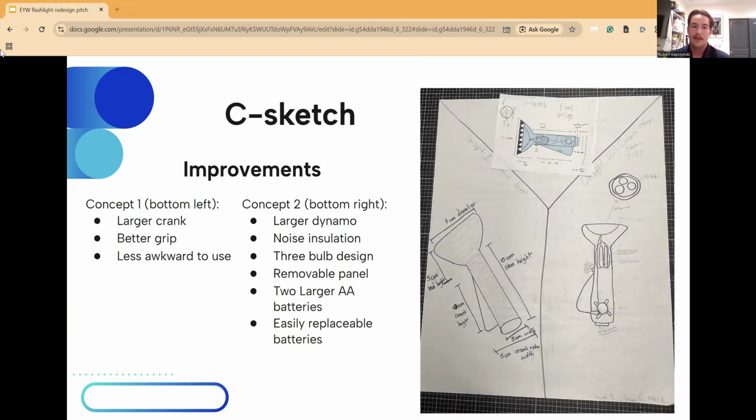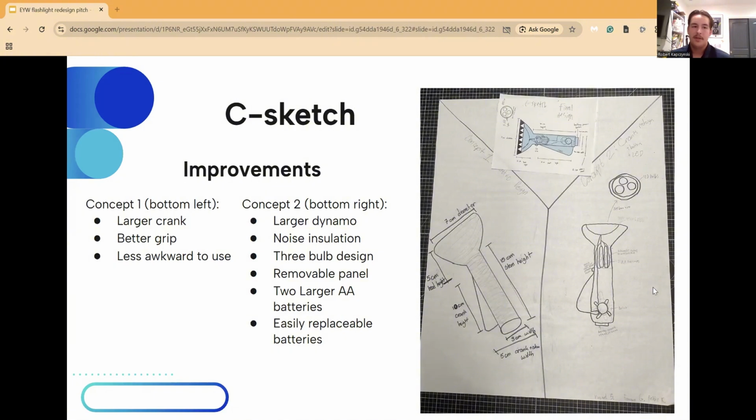We incorporated a larger crank that is more efficient. However, since we made the crank larger, we had to make the flashlight larger in general. Since we made the flashlight as a whole larger, we incorporated a more comfortable grip that aligns with a traditional flashlight so it does not feel awkward to use. Concept 2 on the bottom right is our technical sketch. We incorporated new elements to back up and add to our additions in concept 1.